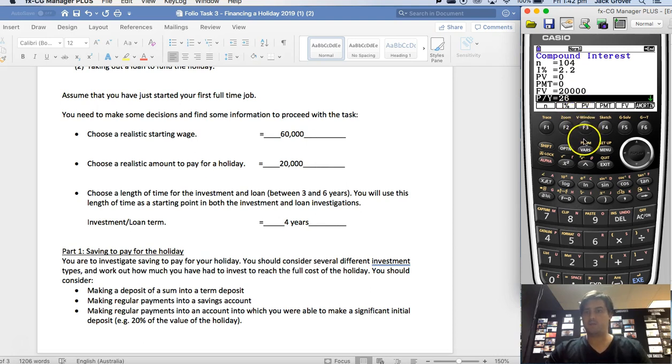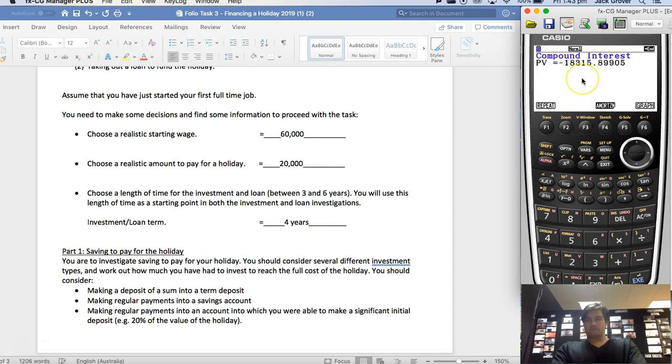Now from here, what the question is actually asking us to do is say, if I was to try and save up $20,000 without making any regular payments over 4 years, what amount would I need to deposit at the start of that 4 years to get up to $20,000? We can do that by solving for present value. This will tell us how much money we would need to have at the start. So what that means is that we would need to deposit $18,315.90. Remember, we always round to those two decimal places when we're dealing with this sort of stuff.